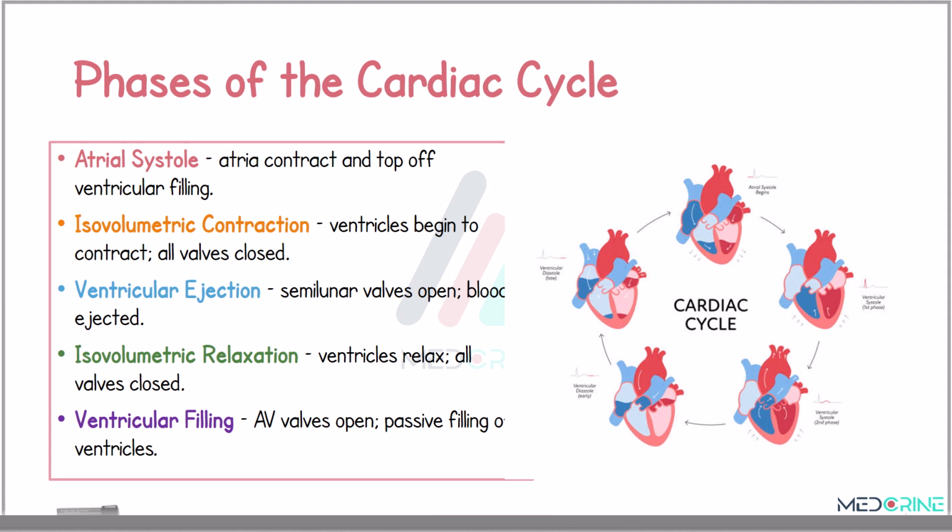We have five phases of the cardiac cycle. That is the atrial systole, isovolumetric contraction, ventricular ejection, isovolumetric relaxation, and ventricular filling.